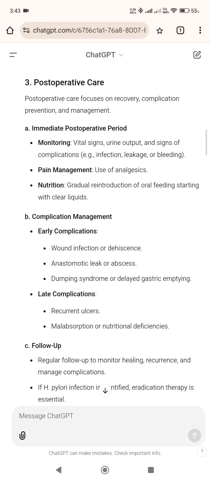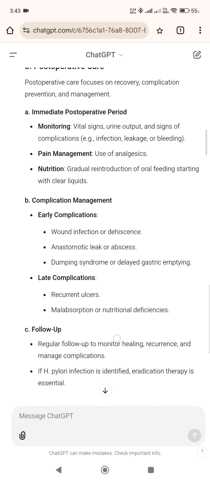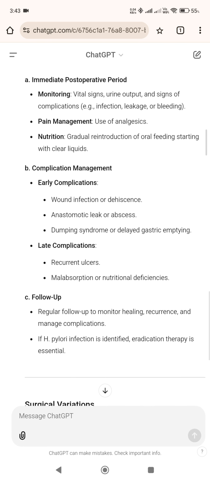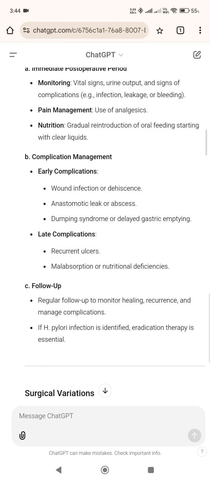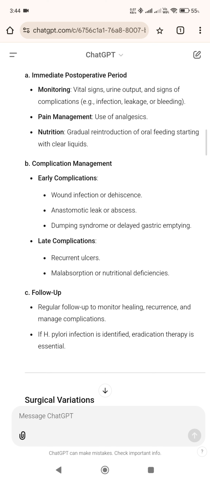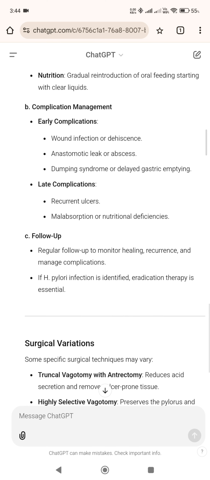B. Complication management. Early complications: wound infection or dehiscence, anastomotic leak or abscess, dumping syndrome or delayed gastric emptying. Late complications: recurrent ulcers, malabsorption or nutritional deficiencies. C. Follow-up. Regular follow-up to monitor healing, recurrence, and manage complications. If H. pylori infection is identified, eradication therapy is essential.